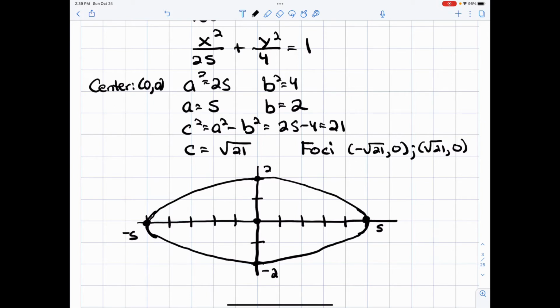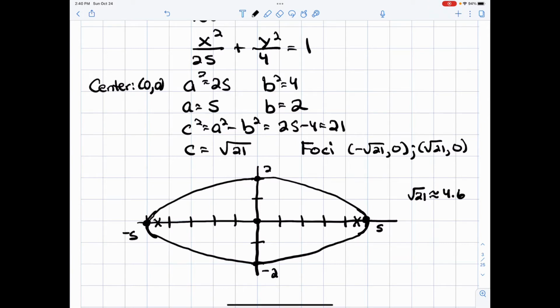So the foci being plus or minus square root of 21, what's that as a decimal? Let me see here real quick. Using a different calculator. Hang on a second. All right, so I'm getting around 4.6. So square root of 21 is around 4.6 roughly. So then on your graph, one of the foci would be there, and one of the foci would be there.